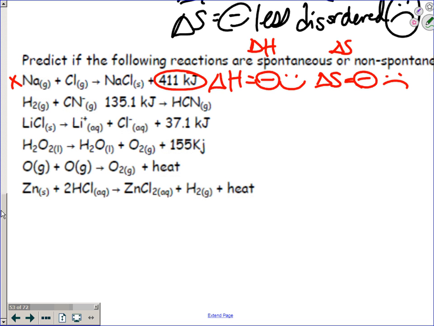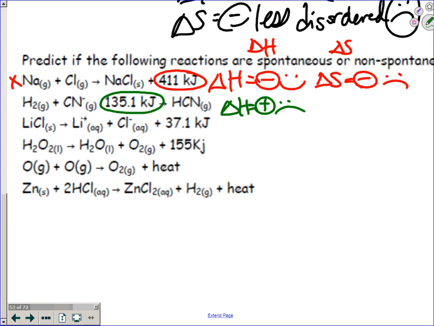What do you know about enthalpy? For the next one, the energy is absorbed. Energy is absorbed, so delta H is positive. So I already know, no bueno, not going to happen. Let's go ahead and determine the disorder state, though. So we're going from gas to gas.